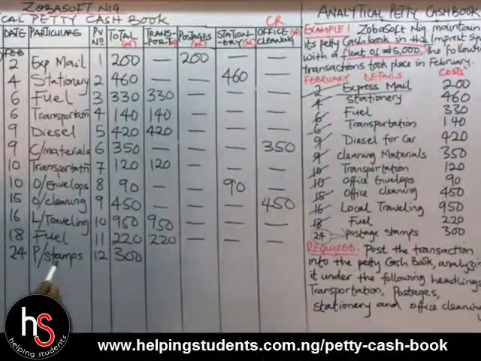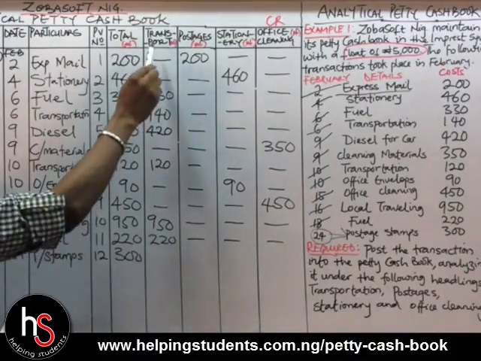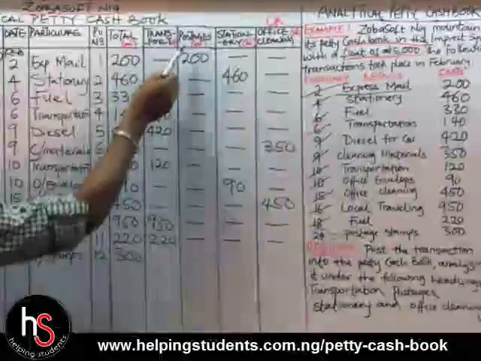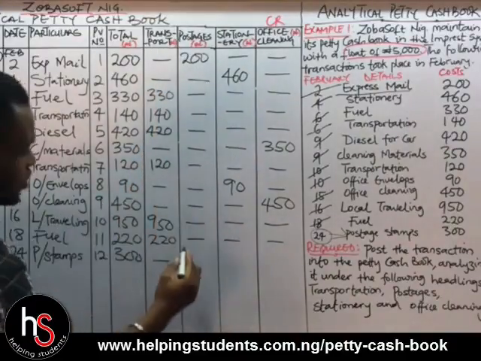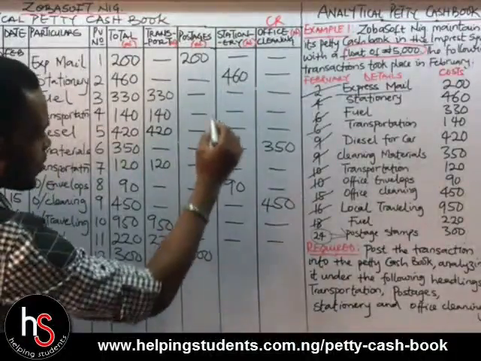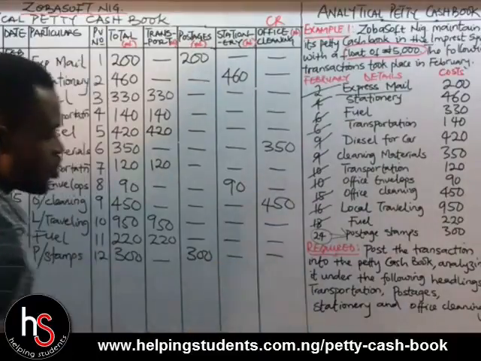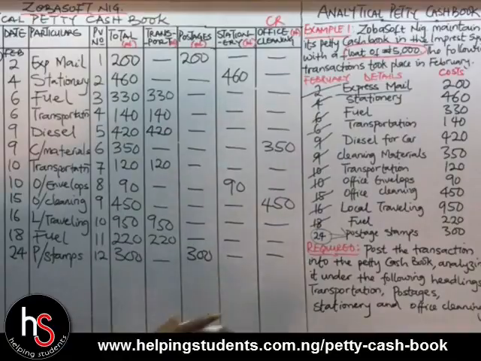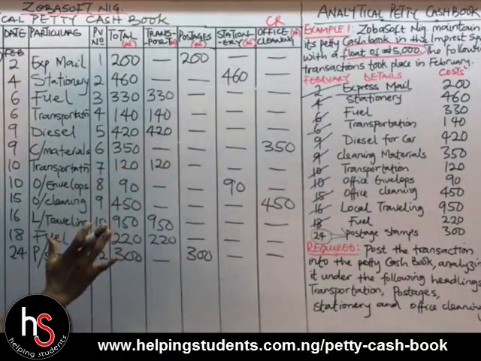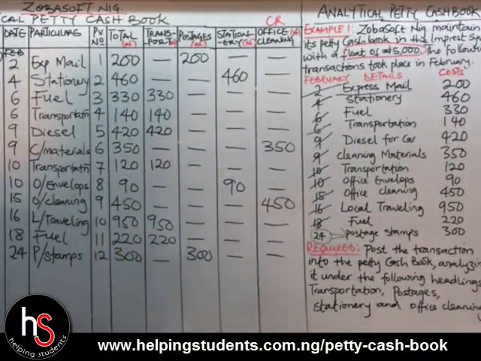Okay? Take note of that. So, postage stamps. Does postage stamps have any relationship with transportation? No. What about postages? Yes. So we have nothing here. Under postages, we have 300. Now, coming to this section, there is no entry. Okay? Now, when you take a look at everything, you can see that the whole transactions have been recorded on the credit side. Okay? Now, the next thing we do is to get the total.